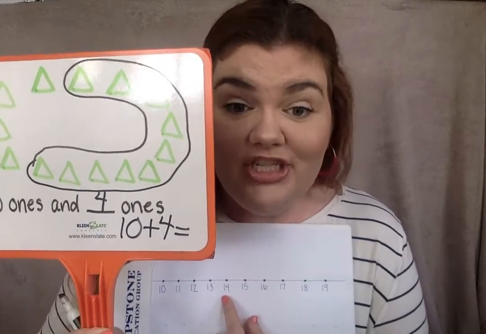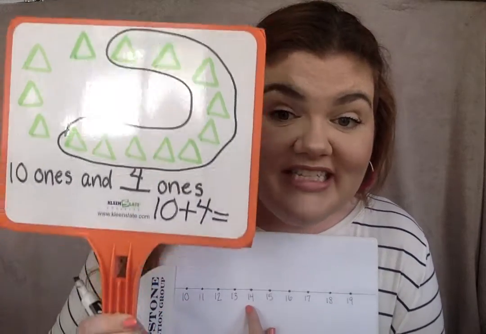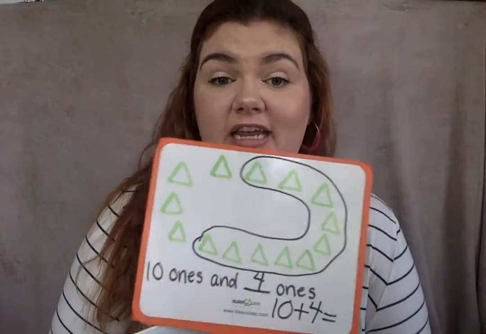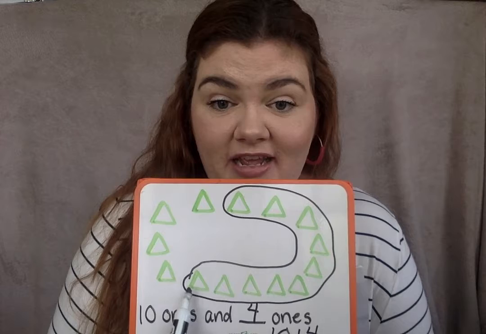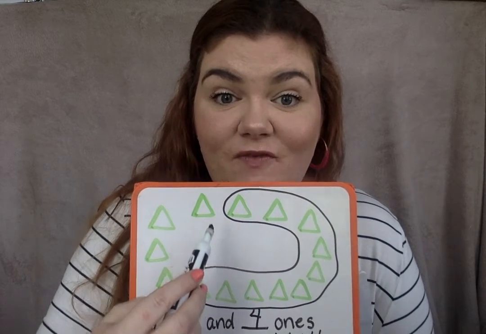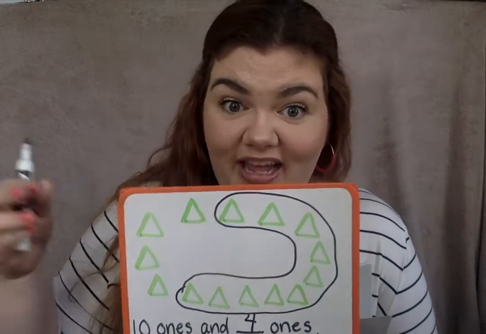14. So I should have 14 triangles. Let's count. I know I have 10 here. So 10, 11, 12, 13, 14. 14 triangles. There we go. Awesome. Okay. Next one.